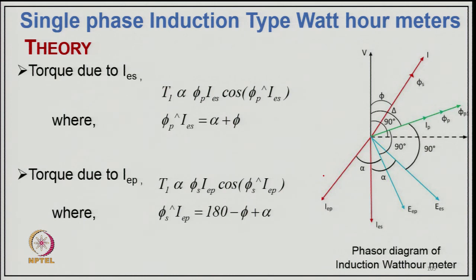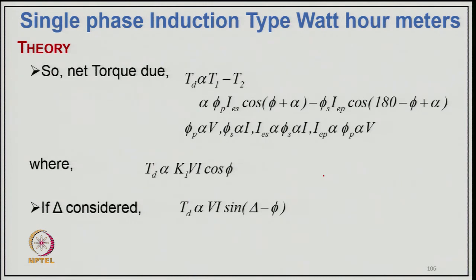Now, the basic theory: the torque due to I_es is T2 proportional to phi p into I_es into cos of the angle between phi p and I_es, which is alpha plus phi. The torque due to I_ep is T1 equal to phi s I_ep cos of the angle between phi s and I_ep, and that angle is 180 minus phi plus alpha. Then the net torque will be T_d proportional to T1 minus T2, which is phi p I_es cos(phi plus alpha) minus phi s I_ep cos(180 minus phi plus alpha).